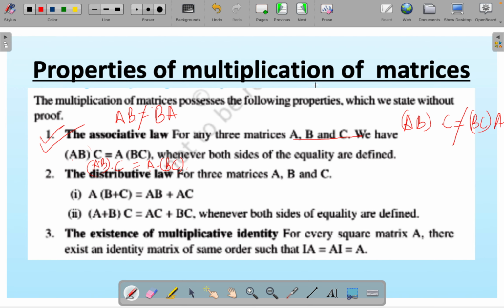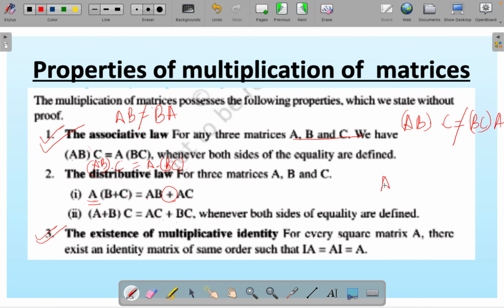All right, let's talk about distributive law. This is very very clear. You either add the two matrices first and then multiply by A, or multiply A with B first, then A with C, and then add. The answer will be the same. Similarly for this also, A plus B into C, you can just open the bracket, it will be AC plus BC.